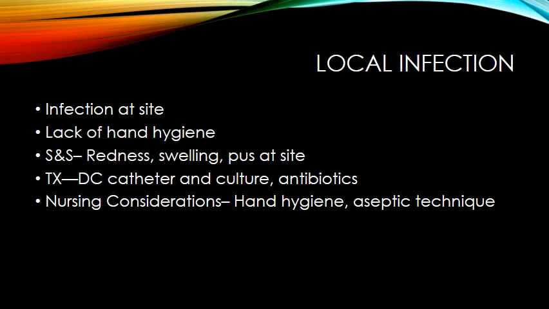What are we going to see? We're going to see redness, swelling, pus, drainage. It's going to be warm, possibly have an odor, and this is all at the site or locally. We would want to DC the catheter, culture the site. We're going to have an order for that. We would apply a sterile dressing over it. If we have to administer antibiotics, we would. Again, we're going to have an order for that. And then we would let our doc know if we suspected infection at any time.